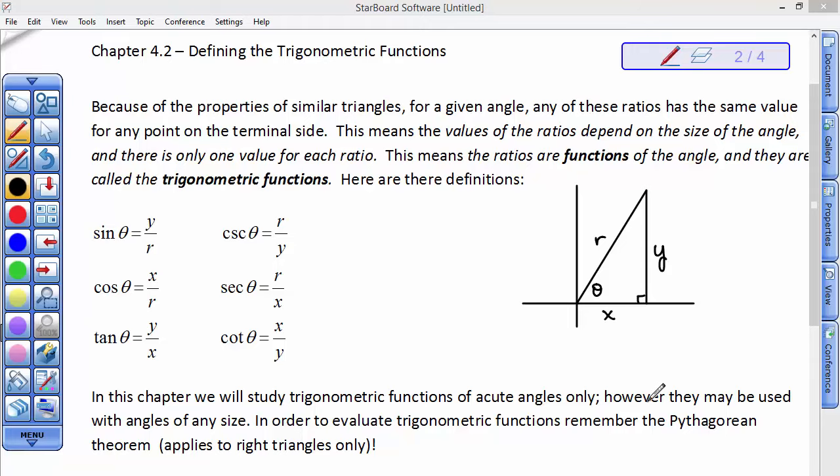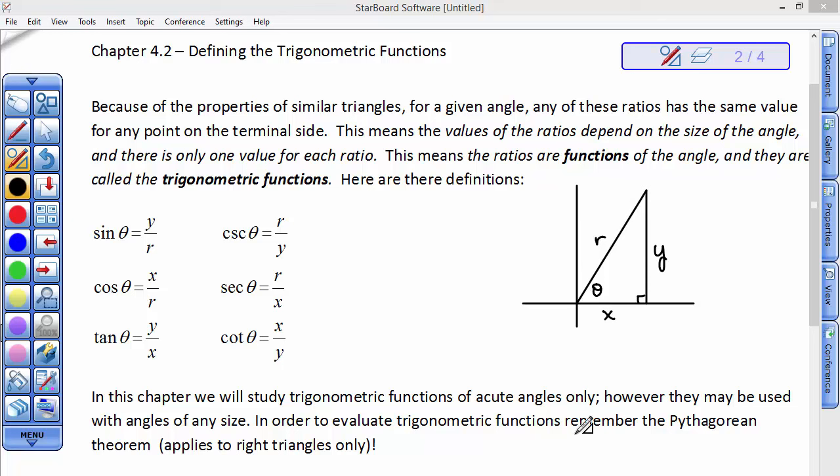Okay, now because of the properties of similar triangles, for any given angle, for example, we used a 65-degree angle in the last segment, any of the ratios of y over r, x over r, and y over x will have the same value for any point on the terminal side.